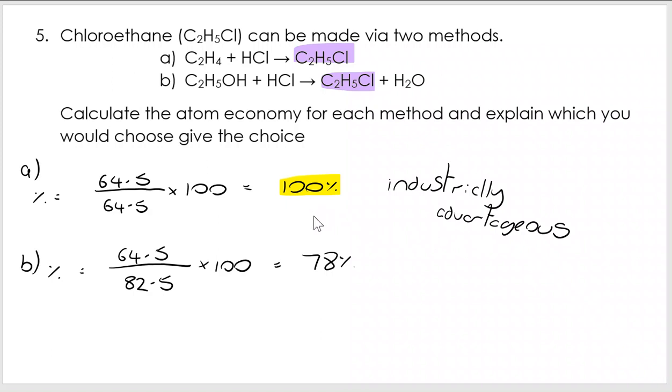Do be aware that this is different to percentage yield. We might not get 100% percentage yield on that reaction. There might be impurities, there might be some lost. You've got to consider these as 2 very separate and very distinct calculations. Learn percentage yield, learn atom economy, and do not put the 2 together.